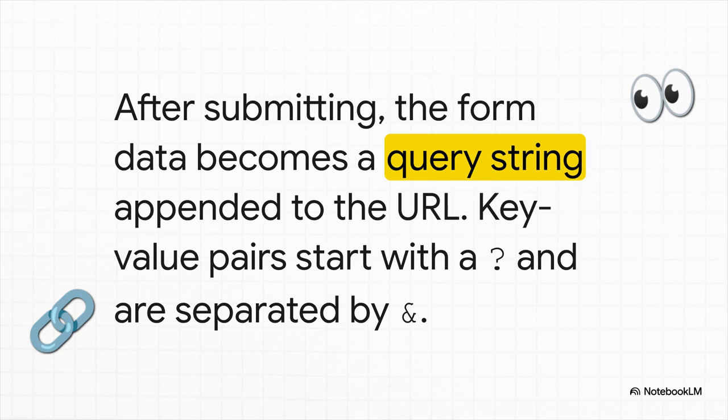And boom, this is what happens. The browser takes that data and literally sticks it onto the end of the URL. This whole part after the question mark is called a query string. See how it's just key-value pairs? We've got first name equals John and last name equals Doe, separated by an ampersand. It's all right there in the open, which means you could even bookmark this URL and send it to someone.